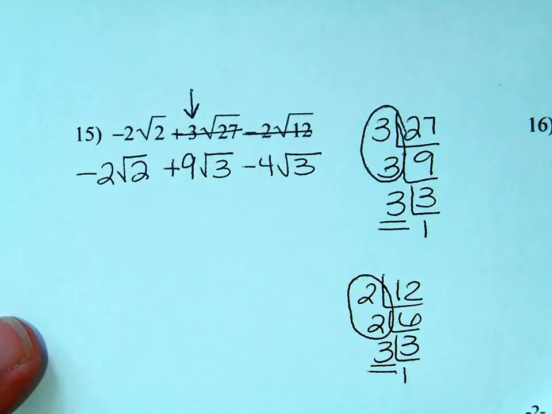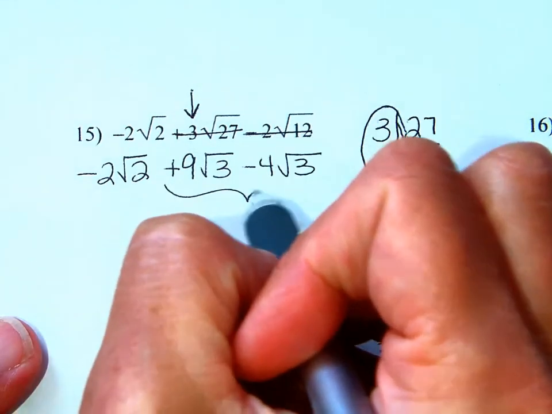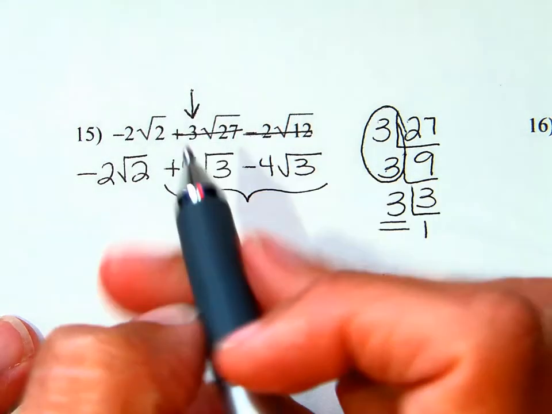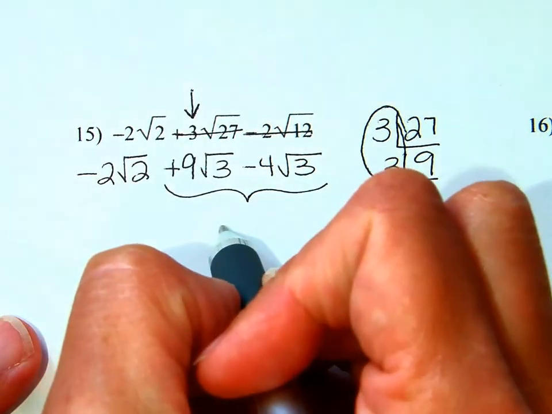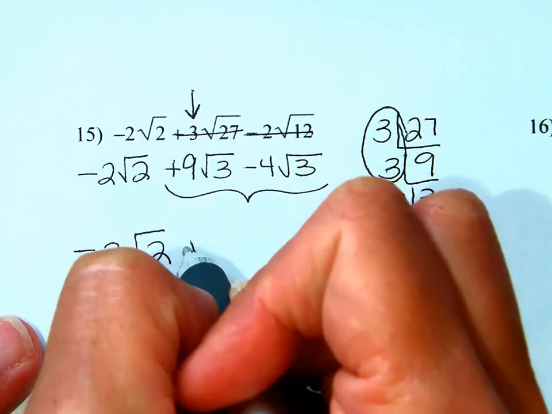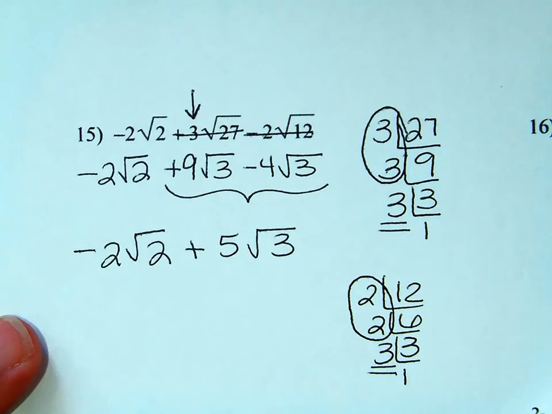All right, so now that I've simplified everything, I can combine the 2 radicals that are considered to be like radicals, and that would be these 2. When I do my combination, I'm only going to combine the coefficients, positive 9, negative 4, which gives me a positive 5. So I'm going to write down negative 2 square root of 2 plus 5 square root of 3. And that is my final answer.